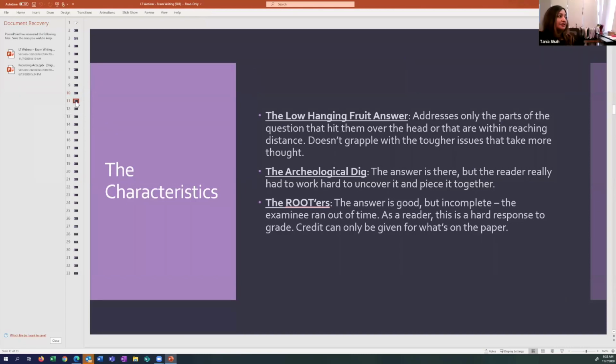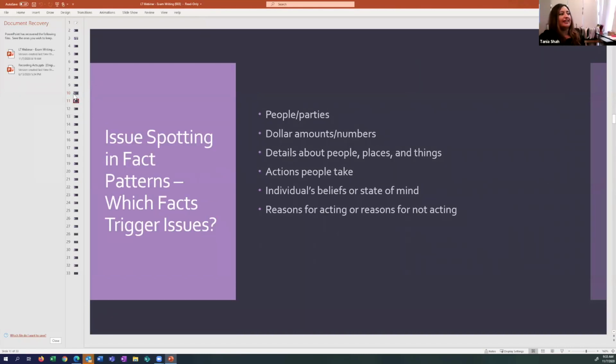Yeah, absolutely. All right, so now let's get down into some of the nitty gritty. Okay, so issue spotting in fact patterns. Which facts trigger issues? This is super important because I know a lot of times we're like, just spot the issues. And you're like, okay, I don't know how to do that.